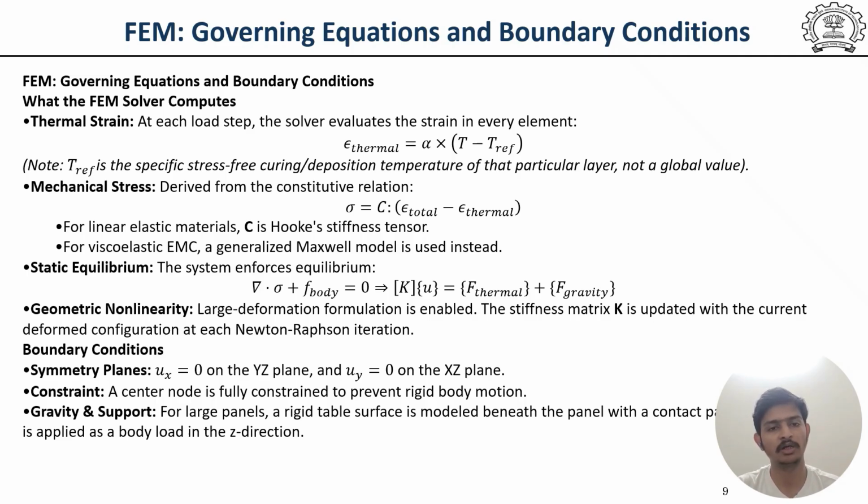Finally, we apply the boundary conditions. Alongside pinning a center node and applying symmetric constraints, we address the gravity issue we discussed earlier. To mimic a panel resting on a factory workbench, we model a rigid table surface beneath the virtual panel, define a contact pair, and apply a 1G body load in the Z direction. This gravity boundary condition ensures our simulation perfectly captures the real world side.